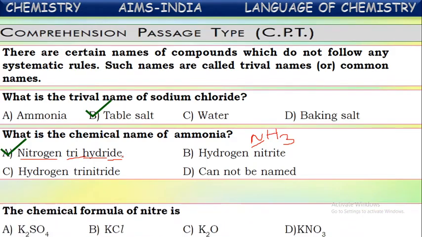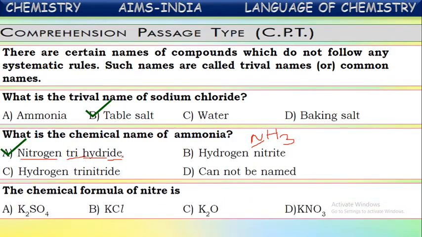Okay. Next, the chemical formula of niter. Yes, niter is a common name or trivial name of potassium nitrate. Potassium nitrate common name is niter. Okay, KNO3 is a chemical compound with the trivial name niter.